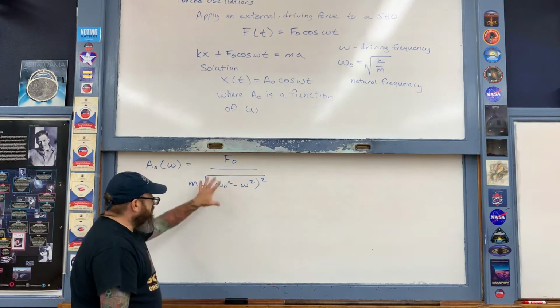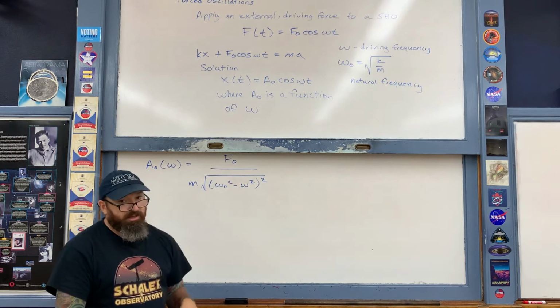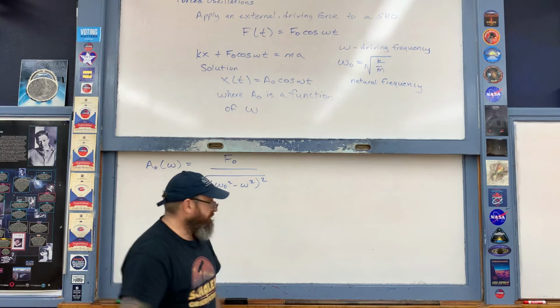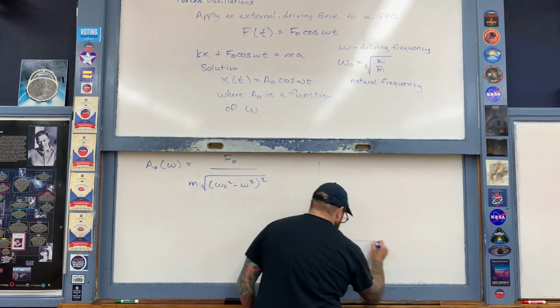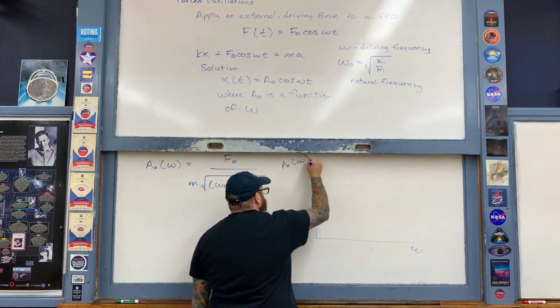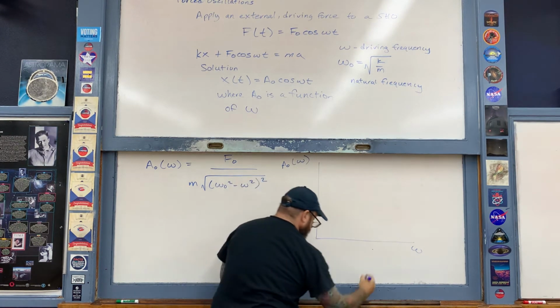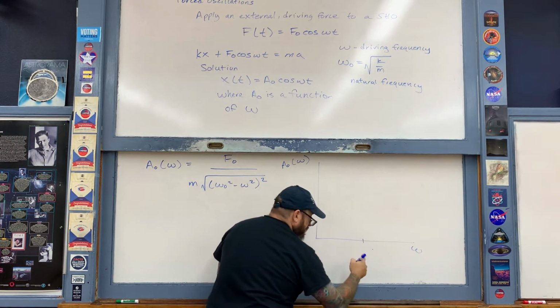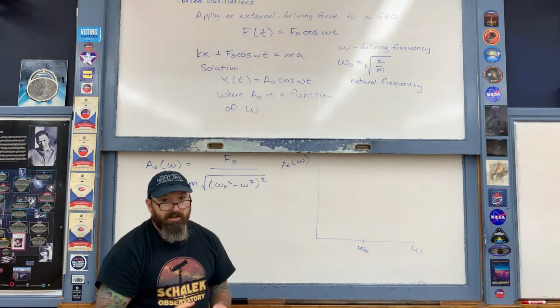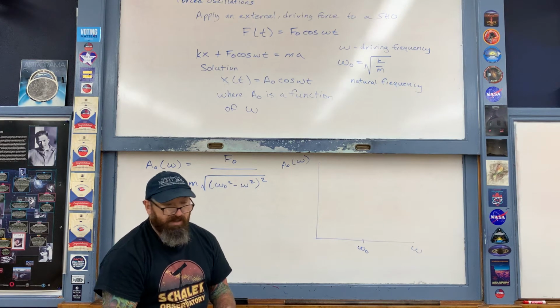The easiest way to understand the behavior of this expression and how it relates to the demonstration, however, is to actually just graph it out. So here's a graph of the amplitude as a function of the driving frequency omega. And then right here we'll say is the natural frequency omega naught of the oscillator. And now let's see mathematically how this behaves.